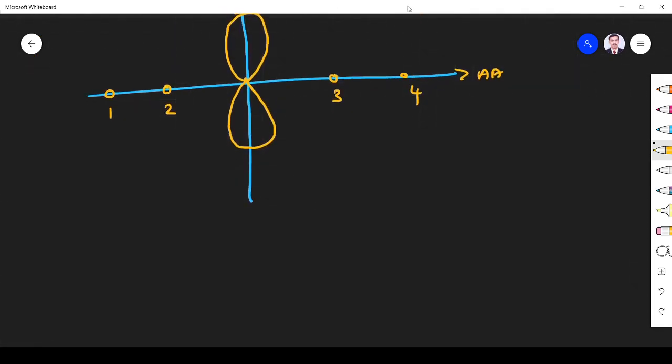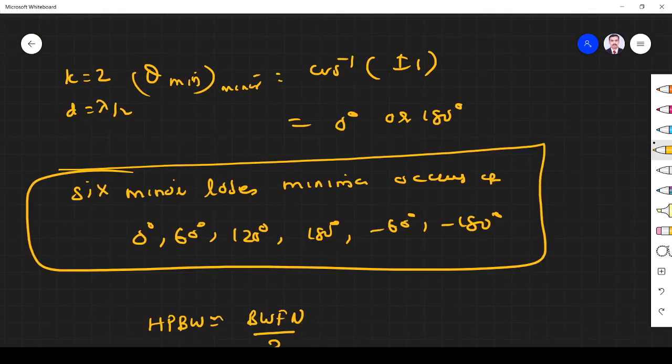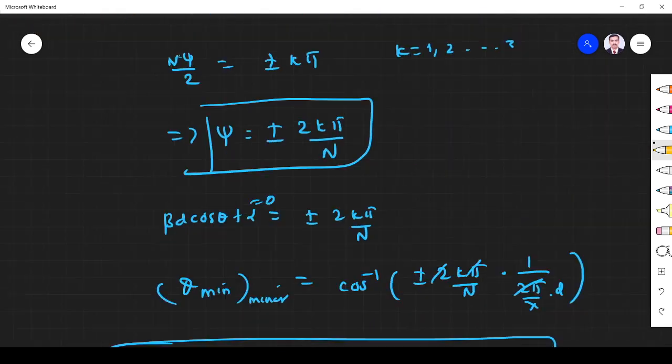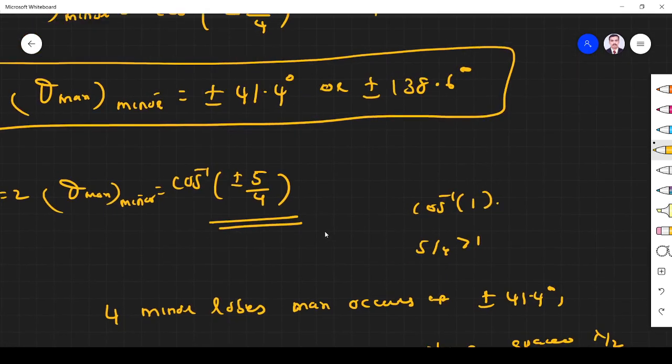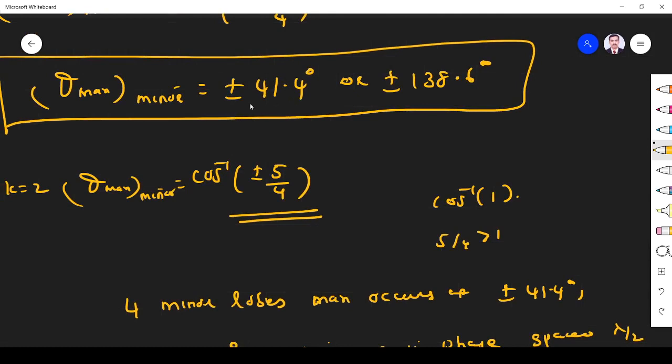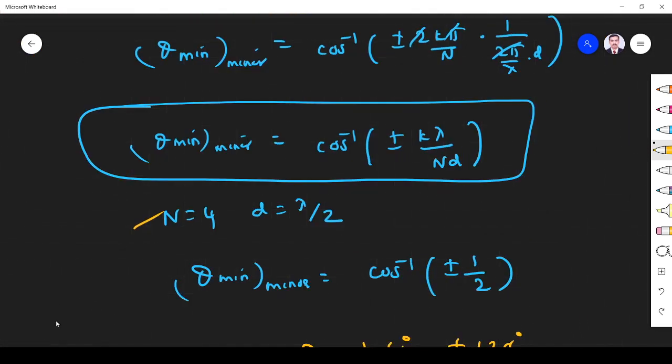Next we see what is the direction of minor lobe maximum. We found minor lobe maximum occurs at 41.4 and 138.6, right? Please refer, go and see that. So you see, minor lobe maximum occurs at plus or minus 41.4 and plus or minus 138.6. How many minor lobes maximum? We have 4 minor lobe maximum. These are all the 4, right? So 41.4, 138.6.